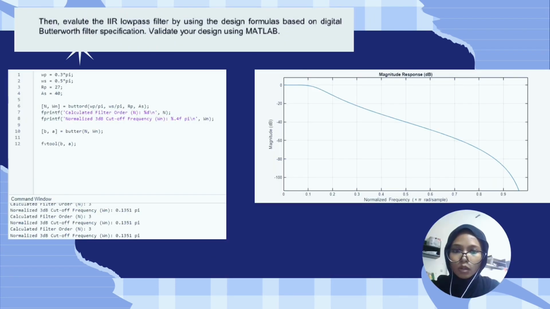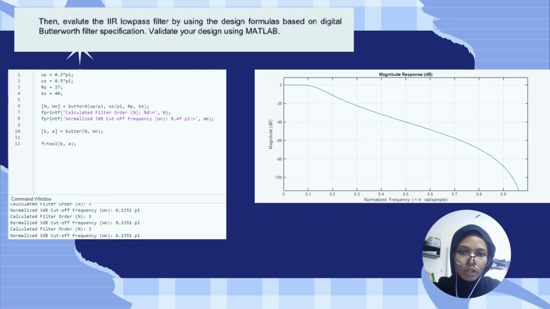To finalize and validate our analytical design, we implement the filter specification in MATLAB to cross-check our manual calculation. In our MATLAB code, we first define our digital boundary frequencies WP equals 0.3 pi and WS equals 0.5 pi. We then key in our attenuation variables, ensuring RP is correctly set to 27 decibels and AS to 40 decibels. Next, we pass these parameters into the buttord function to automatically compute the required filter order N and the normalized 3 dB cutoff frequency WN. Finally, we use butter to generate our filter coefficients and call freqz to visualize the full magnitude response.